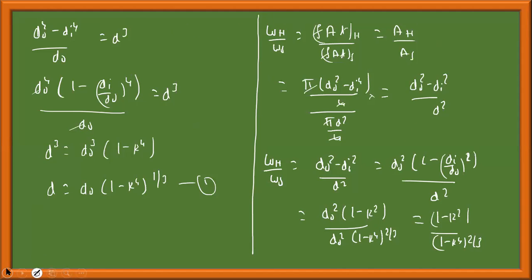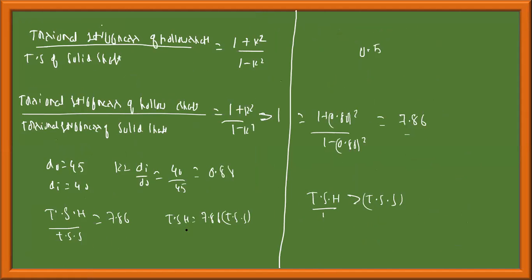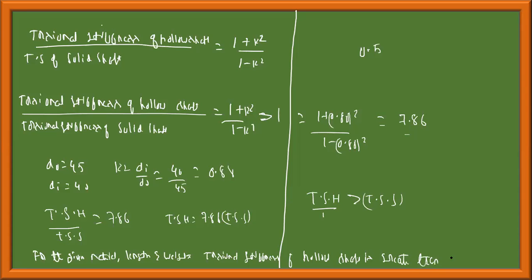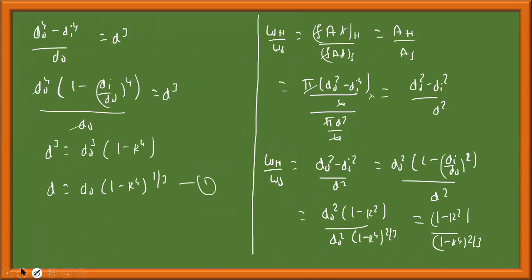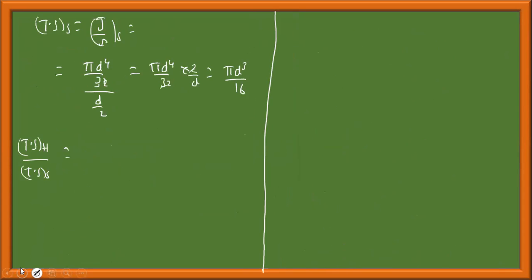Okay. Next, this is also the same: for the given material, length and weight, torsional stiffness of hollow shaft is greater than solid shaft. That is why your propeller shafts are made up of hollow shafts. Okay, one more derivation I'm left with. It is a comparison of power transmitted.